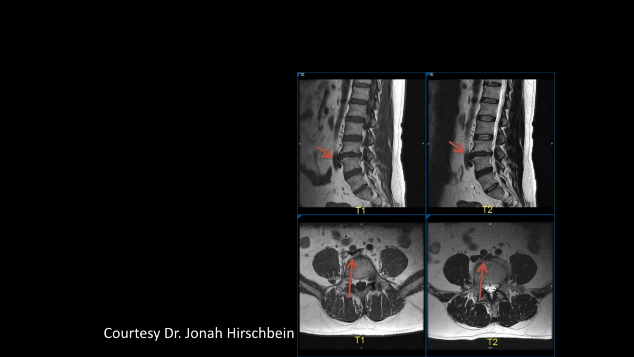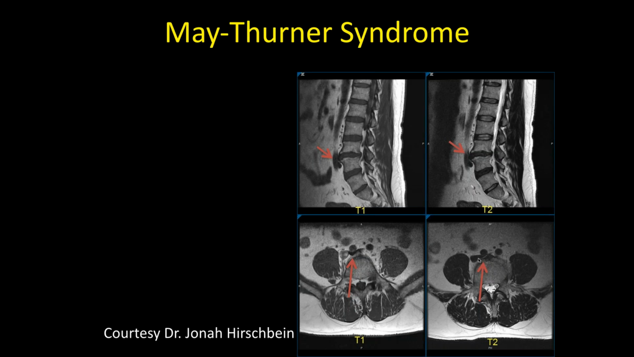Okay, so there's a lot of disc disease here, but what about the vessels over here? It's a bony spur, and yeah, let's go to the axial images. What do you see here in the axial images? What is that? Is it some vessel or something? Oh, okay, May-Thurner syndrome. Yeah. So the vein is coming underneath the artery and is being compressed, and that's a very rare cause of pain as well.